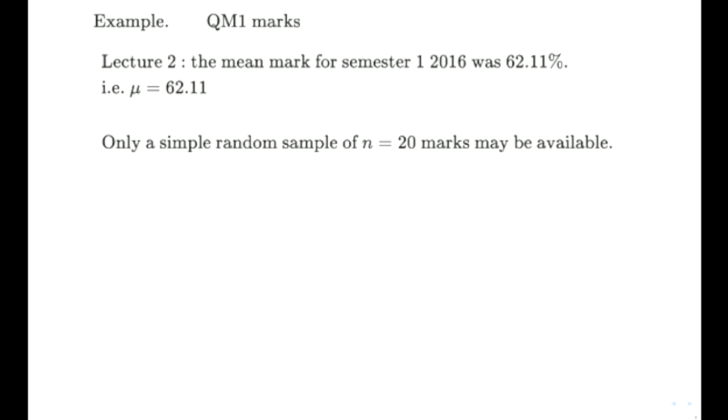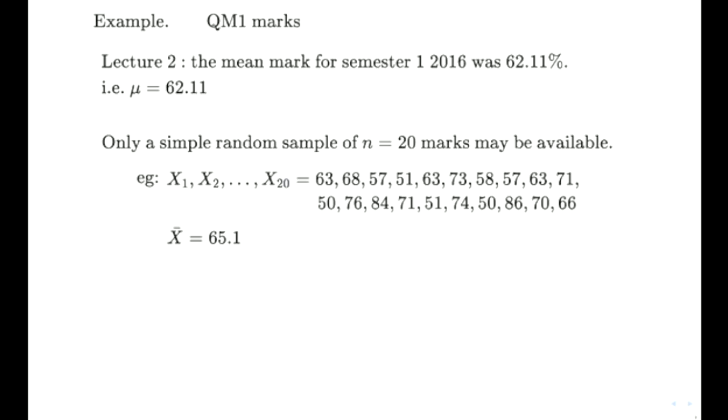You don't have the full set of statistics available, but instead you've only got 20 students' marks. Say you got your friends from your tutorial, or you've done a random sample and picked out 20 students and got their marks. You don't have the full set. For instance, you might have got some numbers that look like this. So X1 up to X20 might be that set of marks right there. And that is a random sample of 20 that I did take from the underlying population.